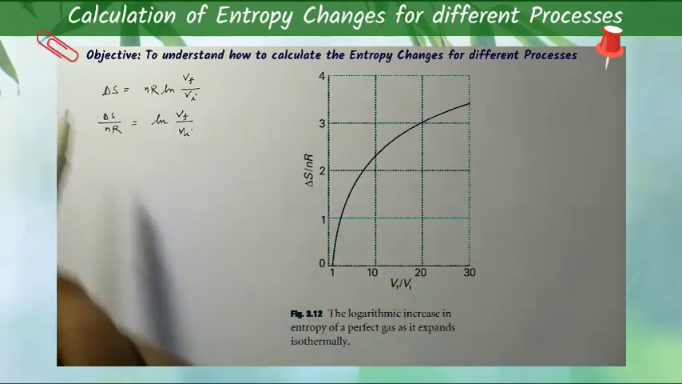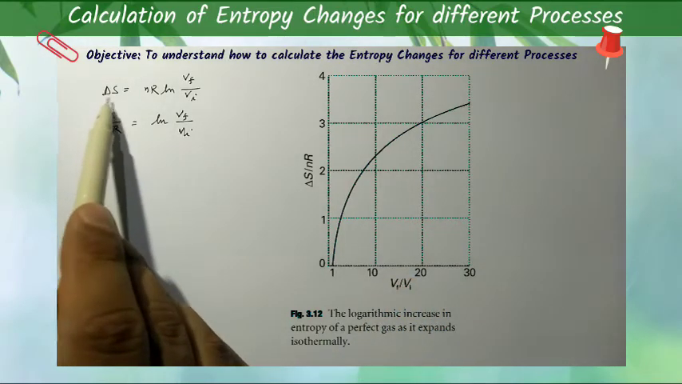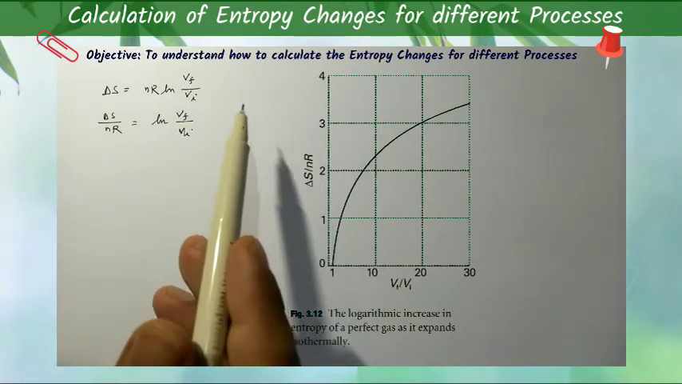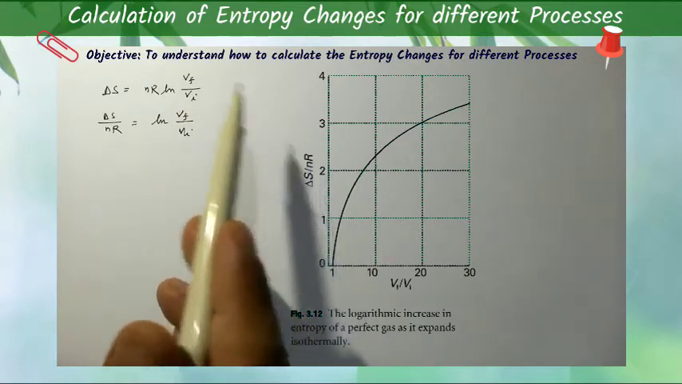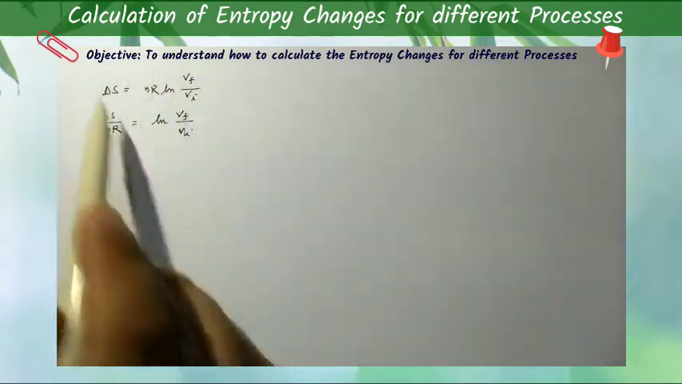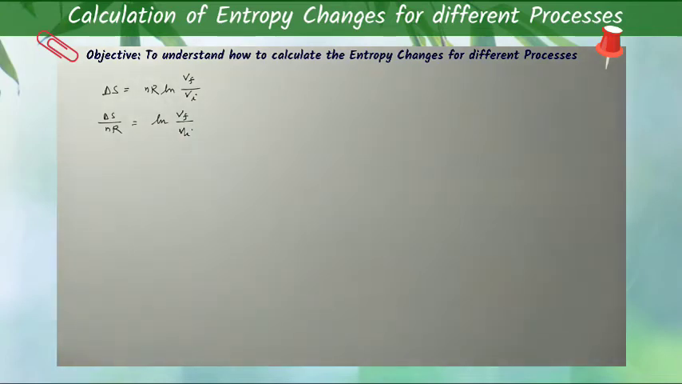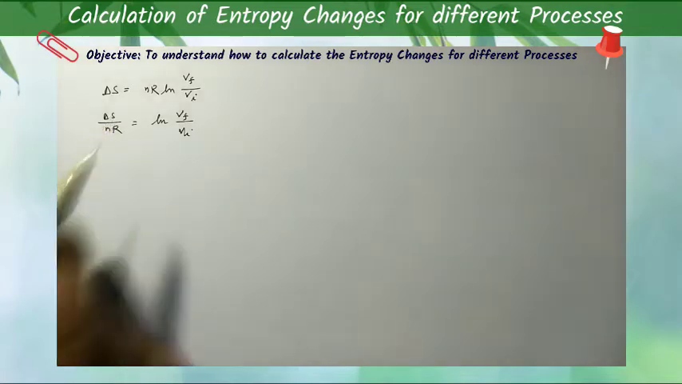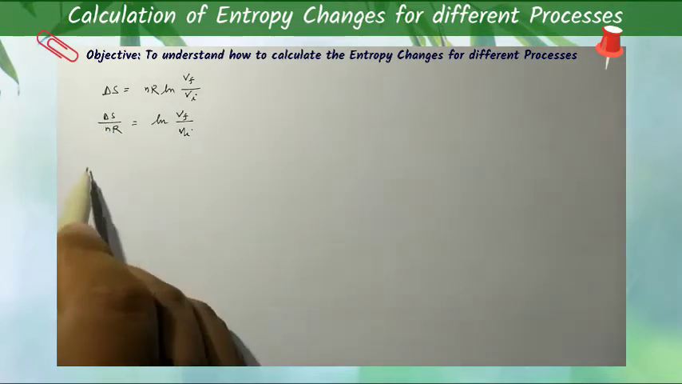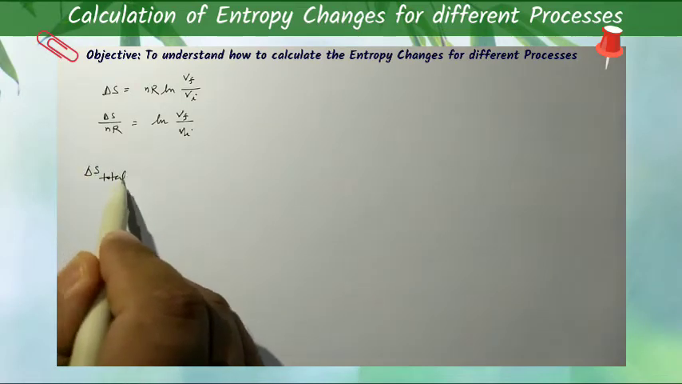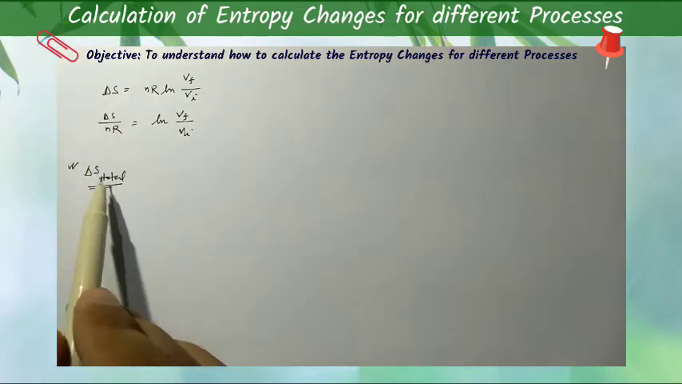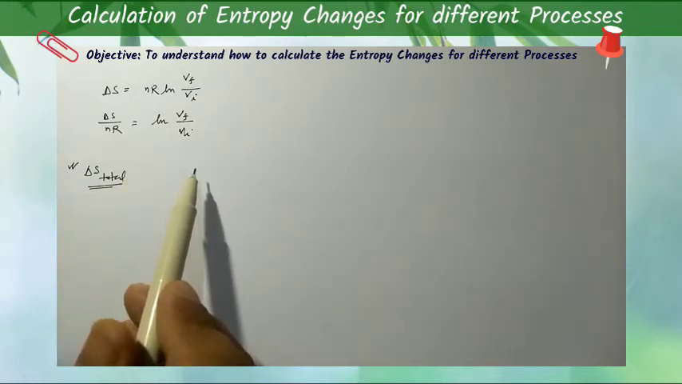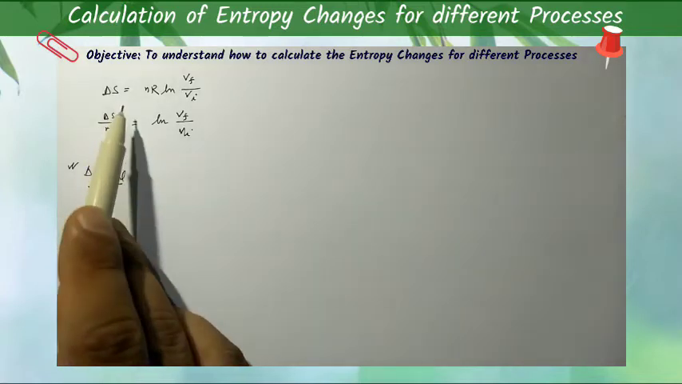So now we are able to know that this change of entropy for this expansion process is independent of the path. That means whether it is a reversible process or an irreversible process, we can use the same equation to calculate the change in entropy. But the total change of entropy depends upon the path.